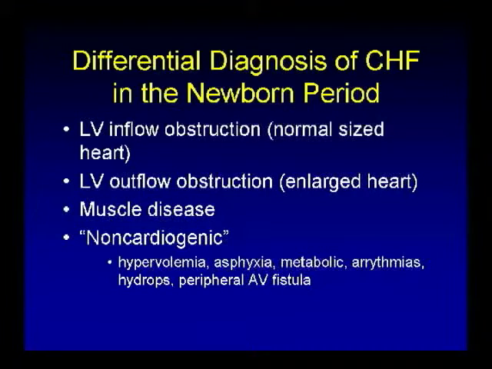inflow obstruction, in which case the heart will be normal sized. Classic lesion for that is an obstructed total anomalous pulmonary venous return. Or you can have a left heart outflow obstruction, and in those cases the heart will be big, and classic lesion for that would be a neonatal coarctation of the aorta. You can have muscle disease such as a cardiomyopathy, and you can have non-cardiogenic causes such as hypervolemia, asphyxia, arrhythmias, metabolic diseases, peripheral AV fistulas.